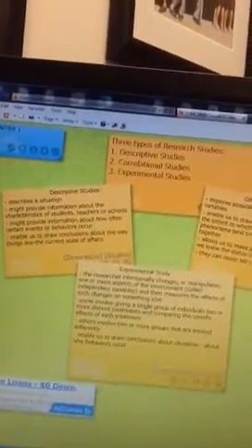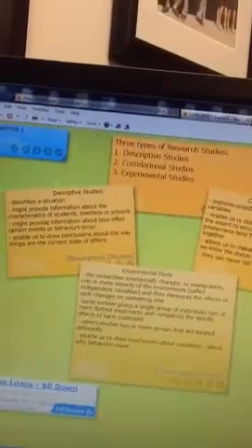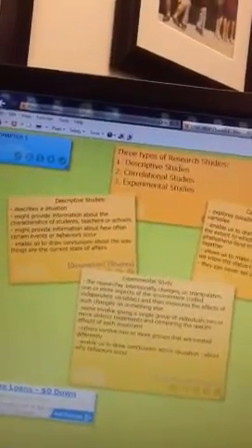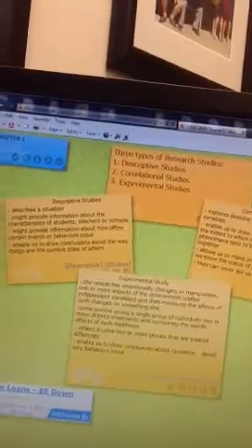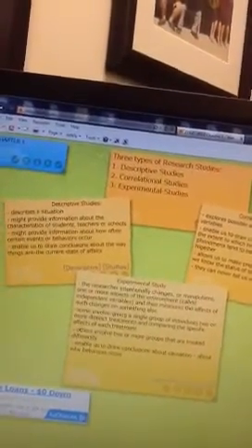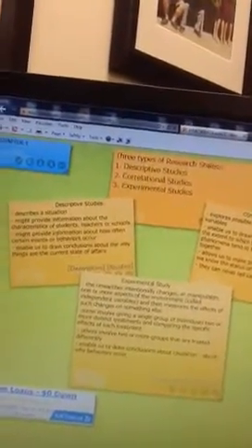and experimental studies. Now, descriptive studies describe a situation. It does just what the name in the title says. Describes a situation. It might give us information about the characteristics of students, teachers, or schools. It might also provide information about how often certain events or behaviors occur. It allows us to draw conclusions about the way things are, the current state of affairs. We know exactly what's going on.